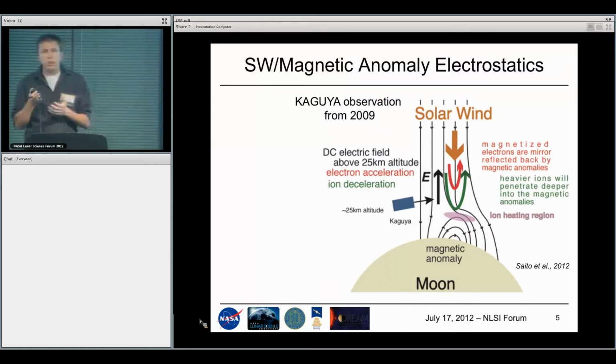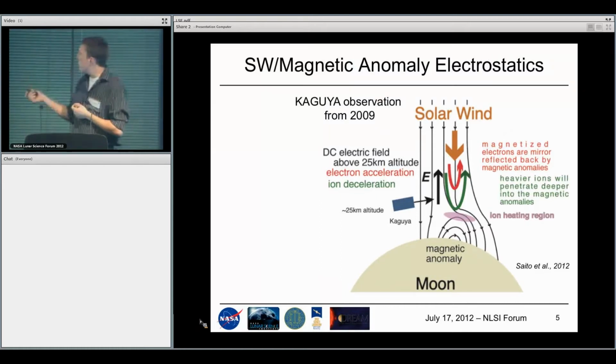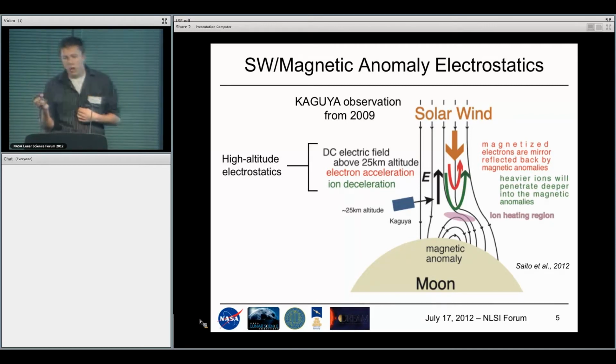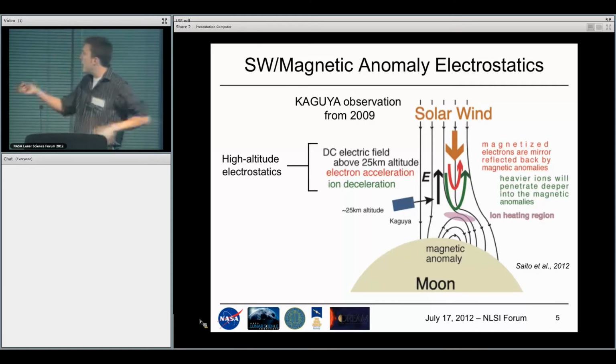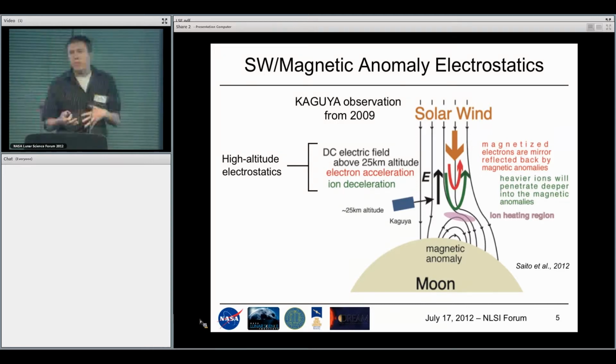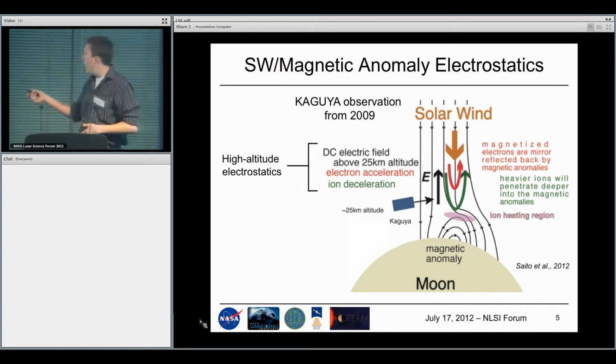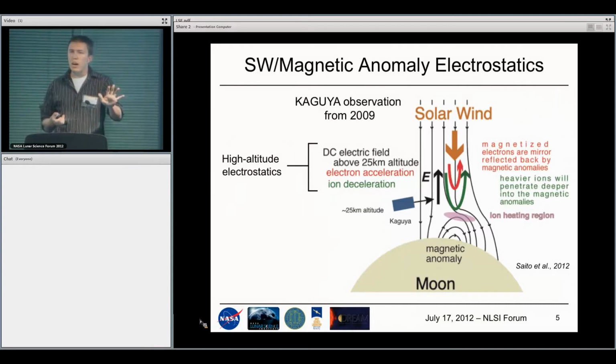Now, there's a recent publication by Kaguya, which in 2009 had a spacecraft flyby that flew through an anomaly interaction region. And what they noticed was a series of what they would call high-altitude electrostatics. So as the solar wind comes down these field lines, there's a magnetic anomaly buried in the surface. Kaguya flew at about 25 kilometers in altitude, and what they noticed was a static or a DC electric field sitting right above the anomaly region. And they were able to discern this because they saw simultaneously the electrons being accelerated into the anomaly and ions being decelerated at the same energy. And that's a classic hallmark of a static electric field.